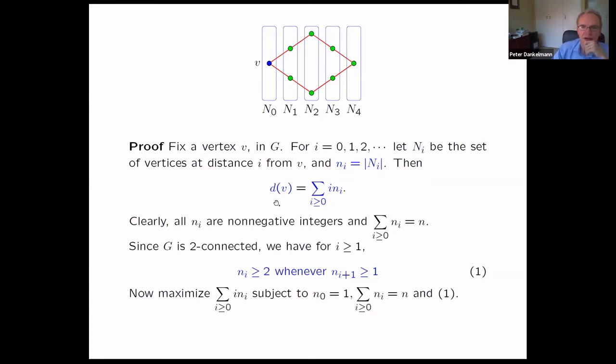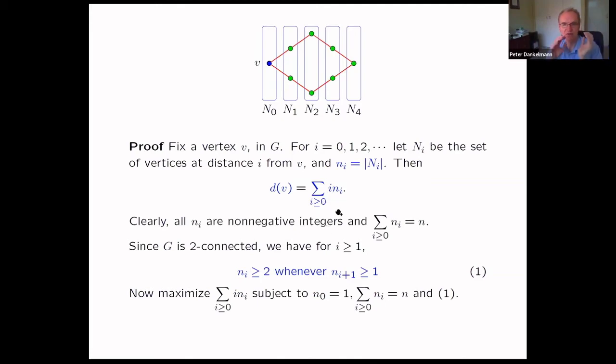So the total distance of V is now, well, a good way of calculating that is to count how many vertices I have at distance 1 and multiply that by 1, plus how many vertices I have at distance 2 from V, and I multiply that by 2, and then count how many vertices I have at distance 3 from V, and I multiply that by 3. And that tells me that the distance of V is equal to the sum over all i of i times ni, i times the number of vertices at distance i.